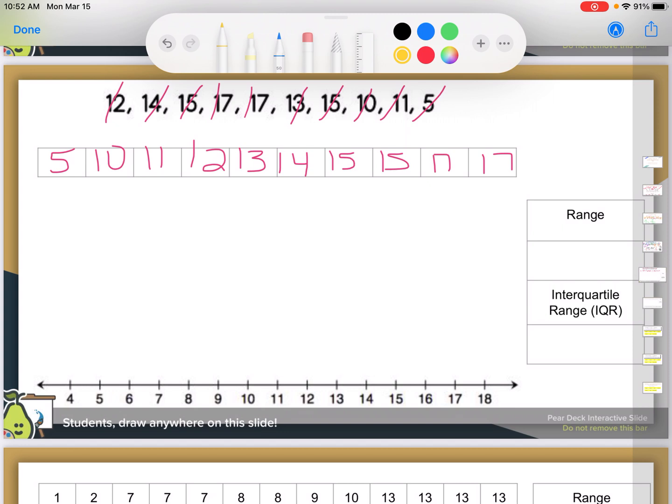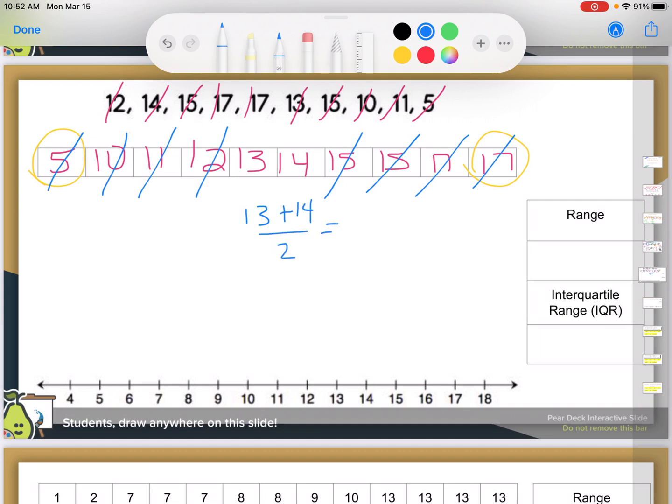All right, then I'm going to circle my minimum and maximum because those are the 2 data points that are the easiest to find. Then I'm going to find my median. So I have 2 numbers in the middle of my data, so I'm going to add them together and divide by 2. That means I have 27 divided by 2, which gives me 13.5.